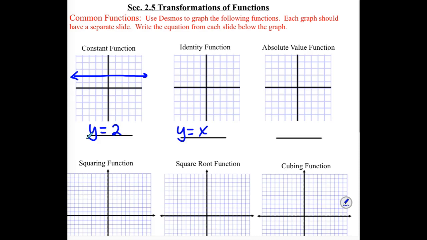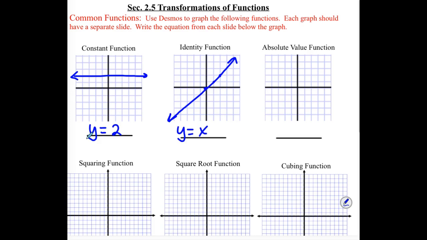What are some points on your line? 0, 0, 1, 1, 2, 2, right? Your x and y coordinates have to be the same. y has to equal x. So we do have a diagonal line here. It's going to cut through quadrants 1 and 3.